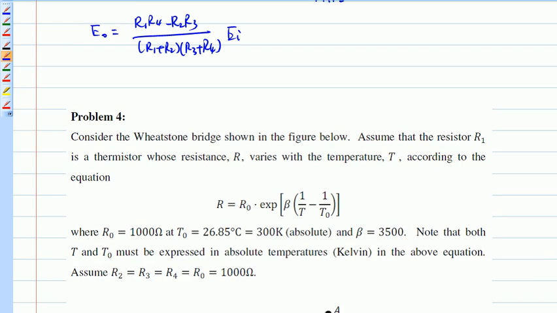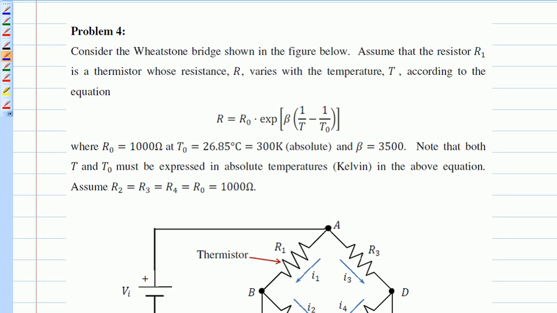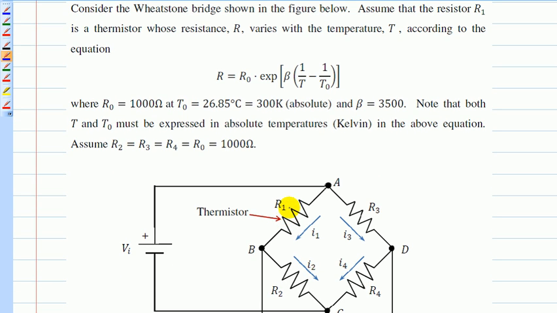Okay, so let's take a look at problem 4. This is a relatively long question here. Still a Wheatstone bridge, but for the time being, one of the arms, R1, is replaced with a thermistor. The variation of the thermistor is based on this relationship right here. Initially, the bridge is balanced, because all resistors are the same, 1000 ohm. That's basically the R0 value at this temperature. So the bridge is balanced at this temperature here.